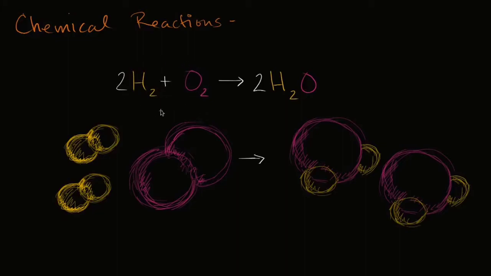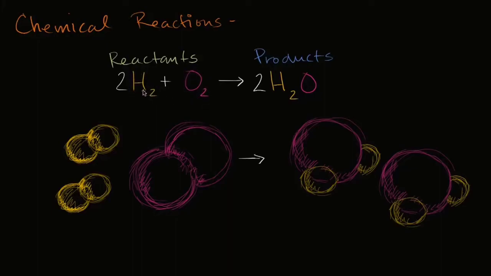So over here on the left-hand side, we have the reactants. Let me write that down. So here we have the reactants. These are the molecules that are going to react. And then we have an arrow that moves us to the product. So let me do that in a different color. So we have an arrow that moves us to the product, or we could say the products. And so what are the reactants here? Well, we have molecular hydrogen and we have molecular oxygen.